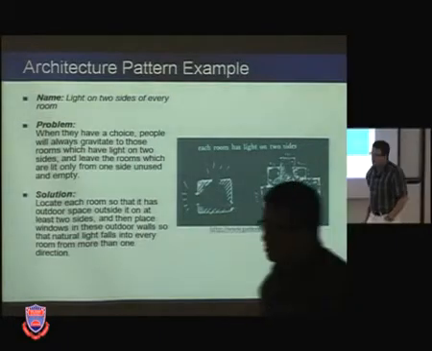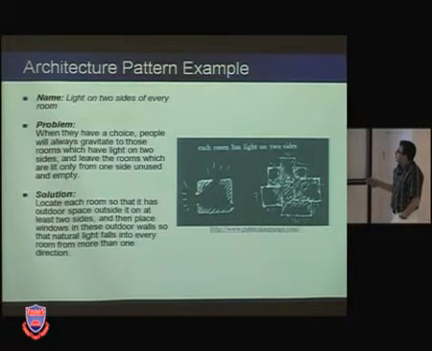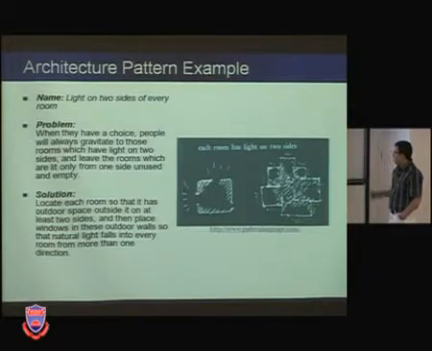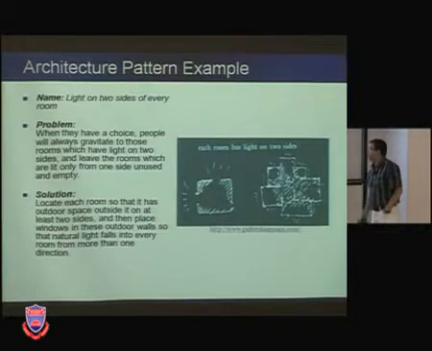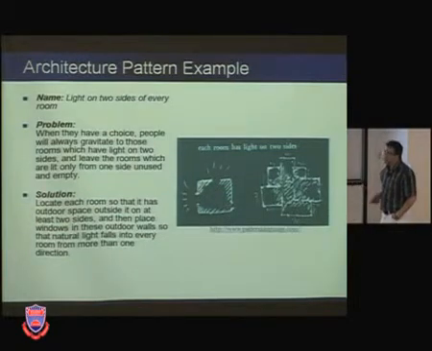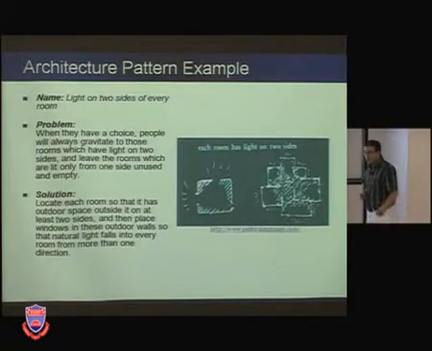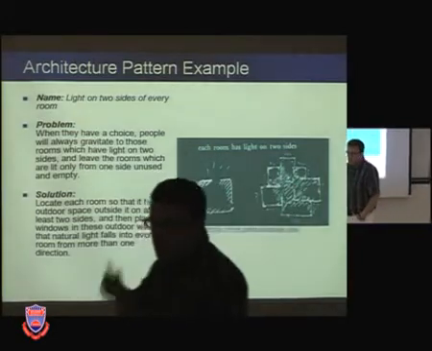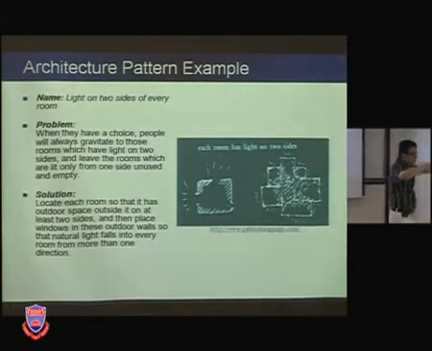An example of this pattern is this: light on two sides of every room. This is an architecture pattern for defining buildings. The problem: as human beings, when they have a choice, people will always gravitate to those rooms which have light on two sides and leave the rooms which are lit only from one side unused and empty. Okay, so that's this idea. Usually we prefer to go to rooms which are lit on two sides.